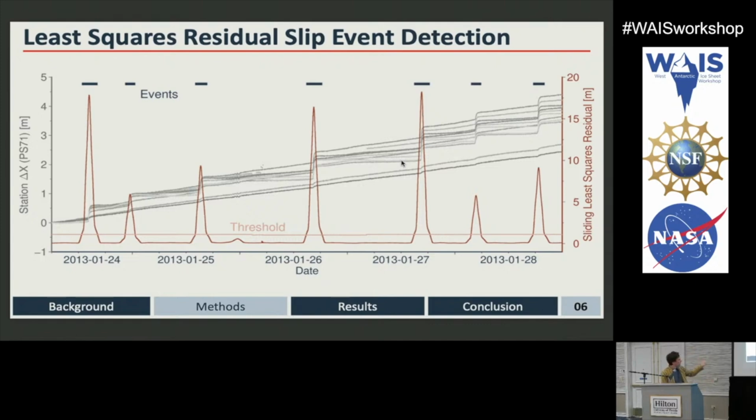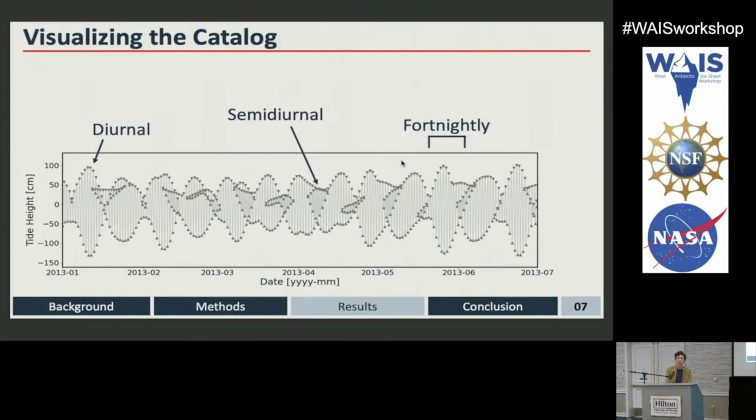I mentioned that it's these 12-hour or 24-hour periods between events, and that's because they're correlated to the tides. But now that we have this long-term record, we can think more holistically about how the tides are also changing in the region. So this is just showing a time series over 6 months of what the modeled tides look like in front of Whillans Ice Plain, and we can see some characteristics.